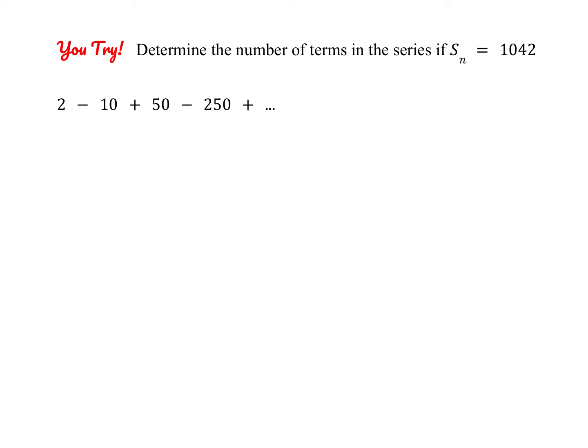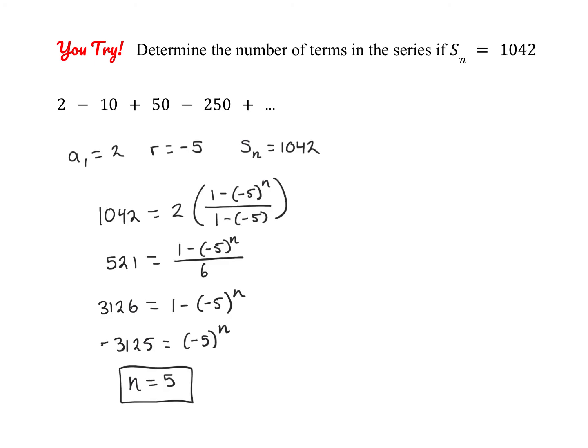All right, so again, I have one that's slightly different, but I want you to try on your own, so please pause the video and give it a go. So again, we're going to be using that formula, except instead of solving for S sub n, we're actually solving for n. So we'll plug in everything we know from our given information, and if we simplify, we end up getting negative 3,125 equals negative 5 to the power of n.